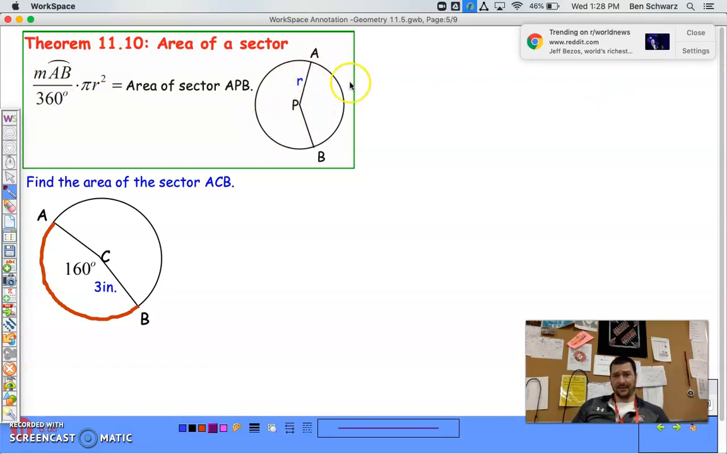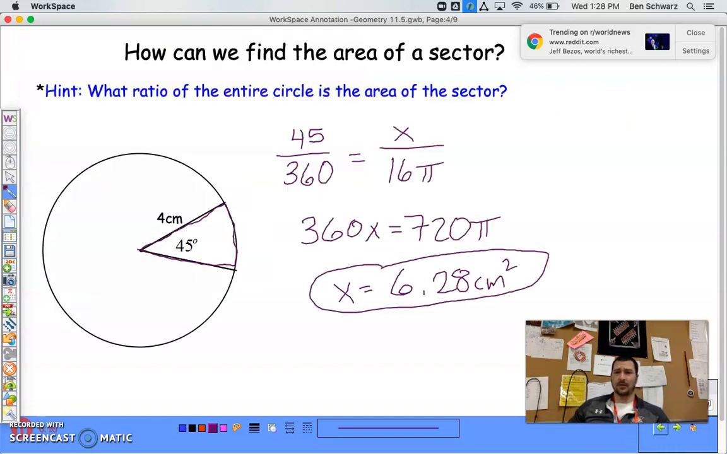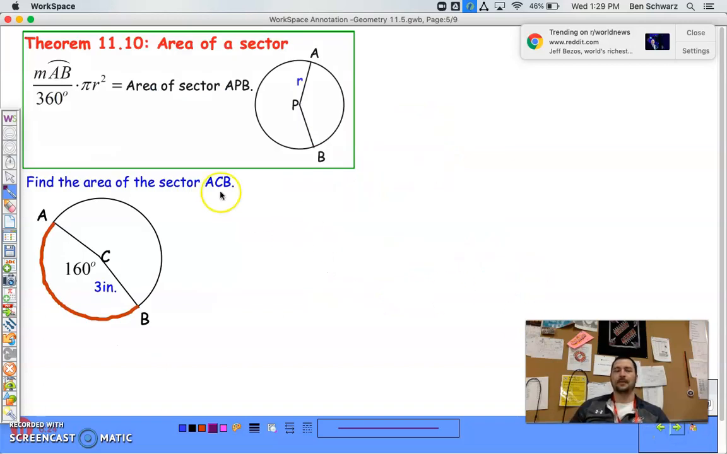And that'll give you the area of this sector here. If you're wondering why that works, because you look at the last page, oh, you did a proportion. But what happened was we ended up taking this 45 over 360 and multiplying it by 16 pi. You get the same exact answer, because that would leave us with the x. So your measure of your arc divided by 360 times pi r squared.